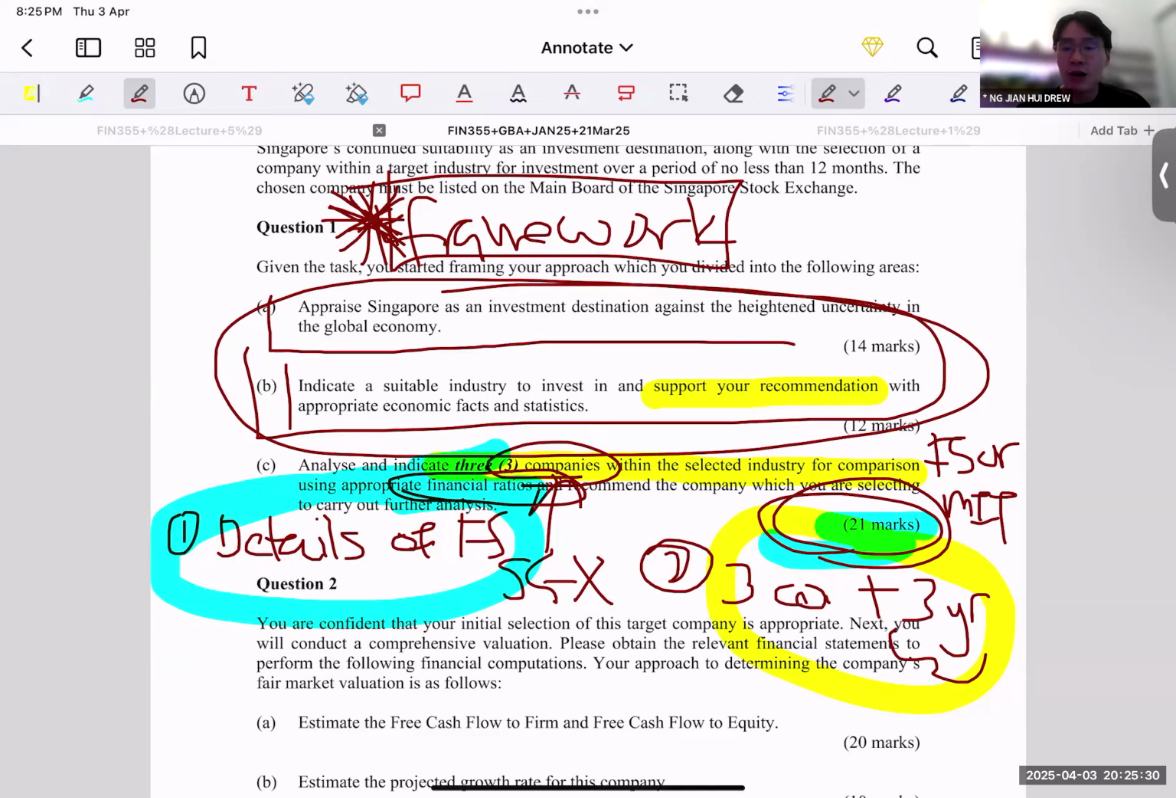Use your Refinitiv or S&P Capital IQ or Bloomberg if you have Bloomberg to choose the right companies, because that is very detrimental to you. Yeah, you can use Capital IQ.